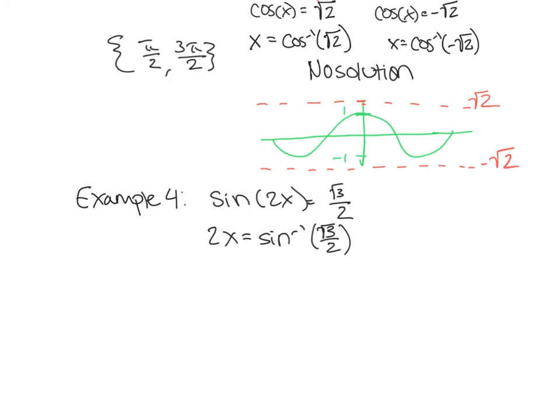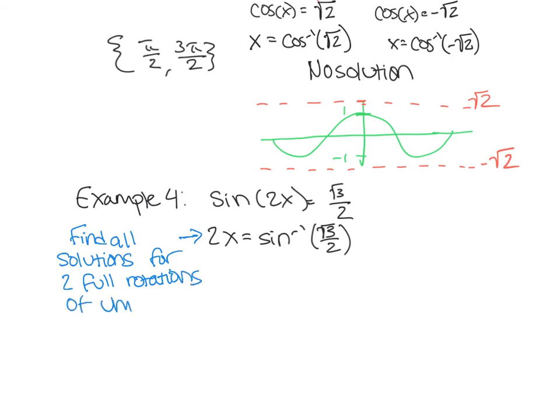Now, what that 2 means, and we're going to change color again, I really like that blue. So what that 2 means there is instead of finding all solutions for just one unit circle, we're going to find all solutions for 2 full rotations of a unit circle. So instead of finding all the answers between 0 and 2 pi, you're going to find all the answers between 0 and 4 pi, so 2 full rotations.